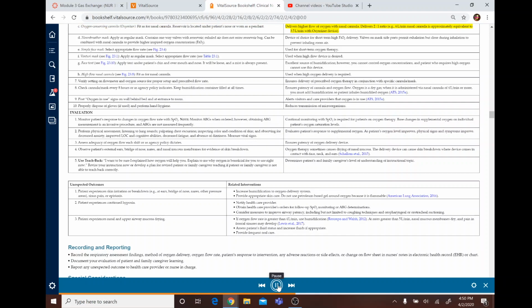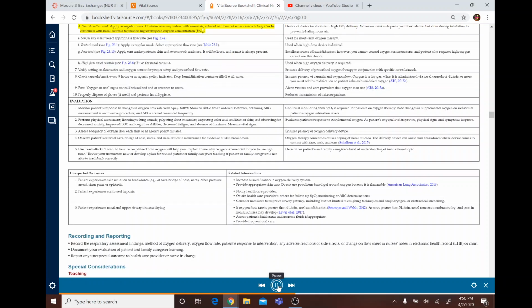Delivers 1 to 1 ratio, example 6 L/min. Nasal cannula is approximately equivalent to 3.5 L/min with oximizer device. D. Non-rebreather mask, apply as regular mask. Contains one-way valves with reservoir, exhaled air does not enter reservoir bag.